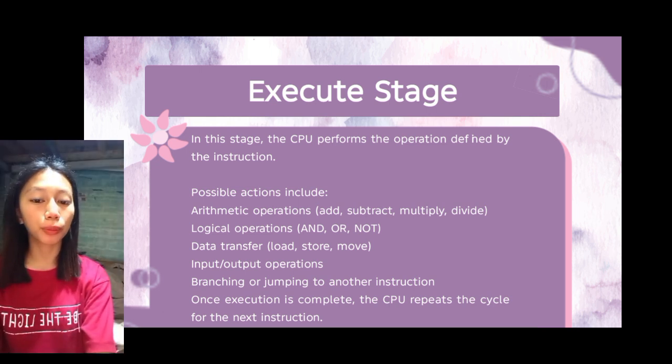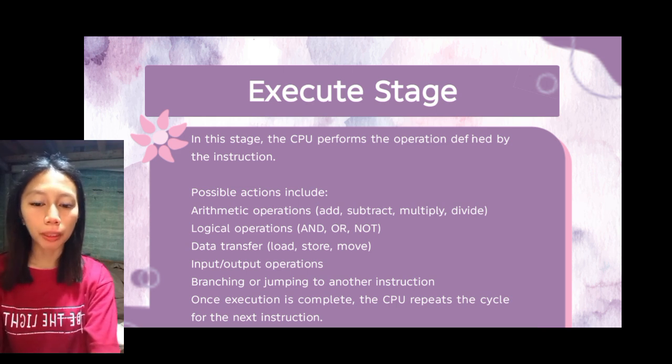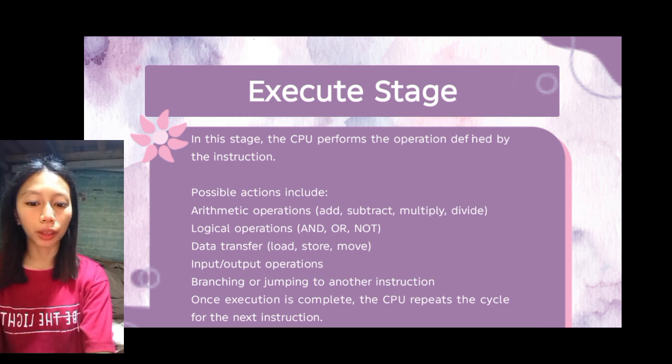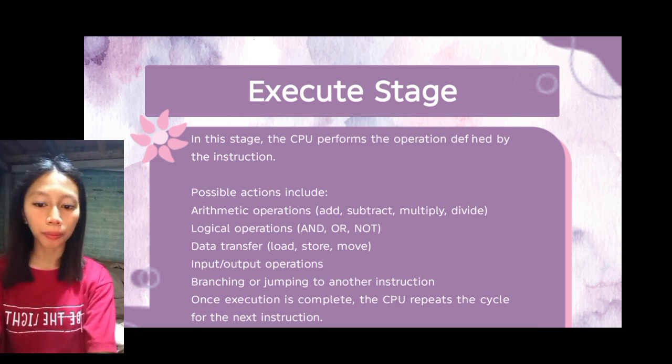So here we go, the execute stage. In this stage, the CPU performs the operations defined by the instruction. Possible actions include arithmetic operations: add, subtract, multiply, and divide; logical operations: AND, OR, NOT; data transfer: load, store, and move; input-output operations; branching or jumping to other instructions. Once execution is complete, the CPU repeats the cycle for the next instruction.